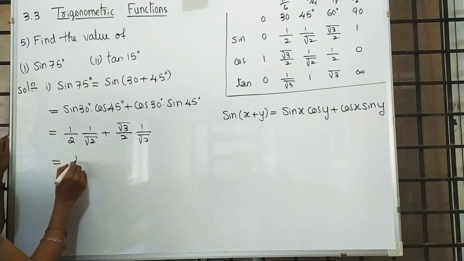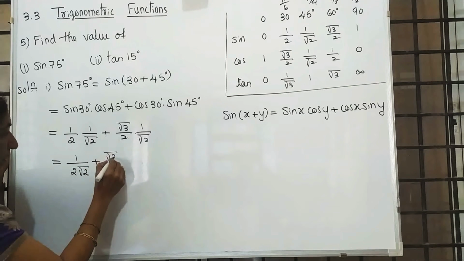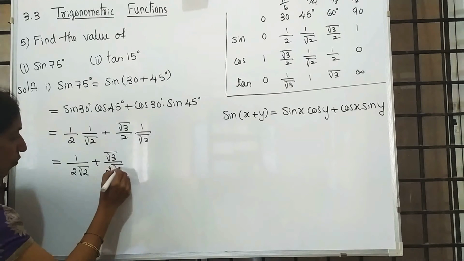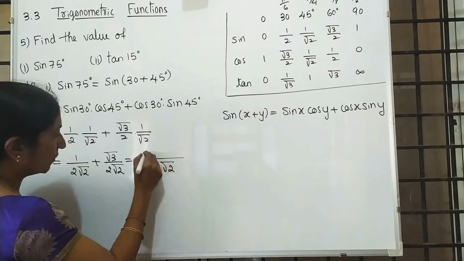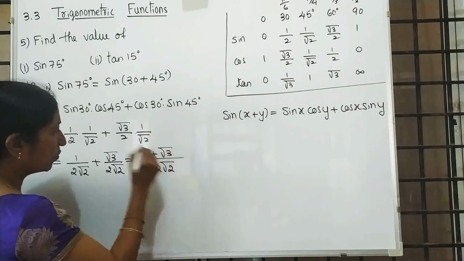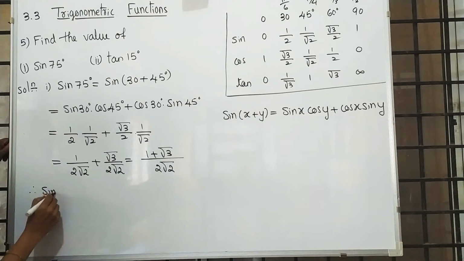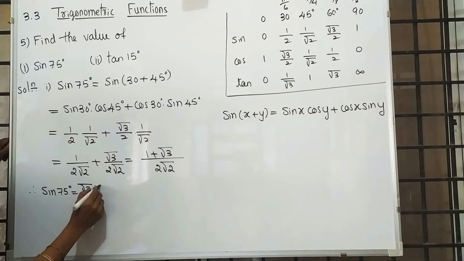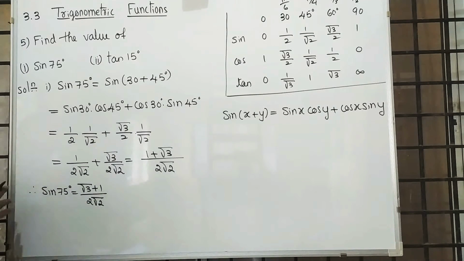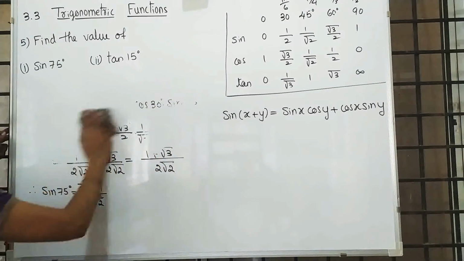Multiply these two. 1 upon 2 root 2 plus root 3 upon 2 root 2. Take the LCM. LCM is 2 root 2. This is 1 plus root 3, or we can write root 3 plus 1. Therefore, sin 75 degree is root 3 plus 1 upon 2 root 2. This is sin 75. Moving to the next question, that is tan 15 degree.